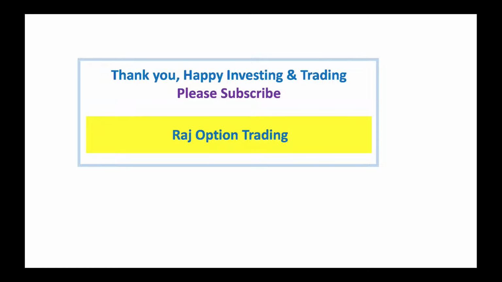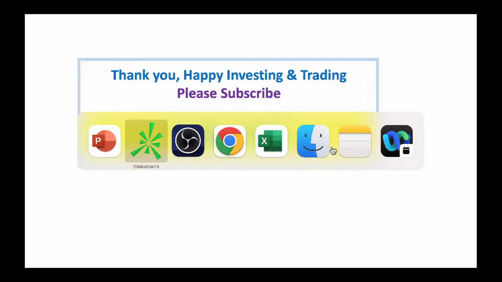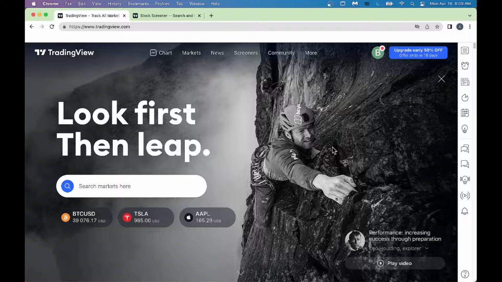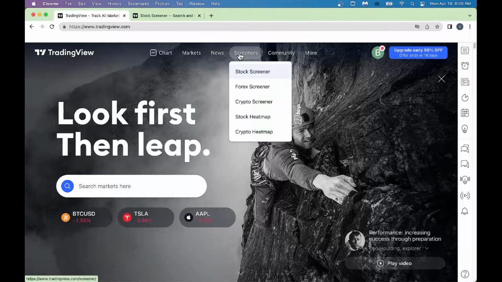So what we'll do now is, many of you ask me, where do I go to take a look at some of this data? So I'll take you to a stock screener. One of my favorite stock screeners is TradingView, as you can see here. You could look at TradingView and launch the screener.